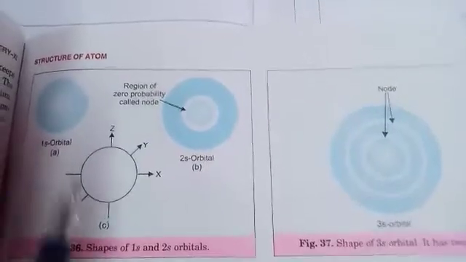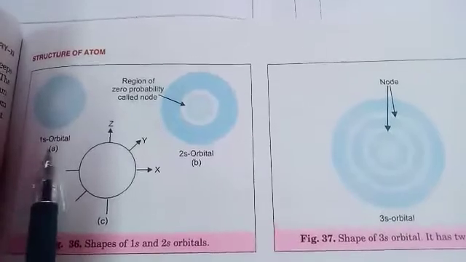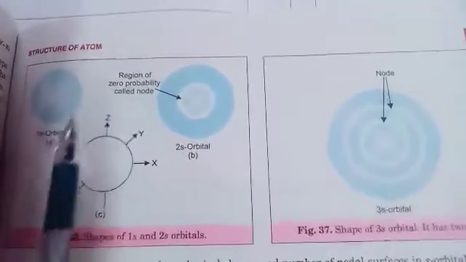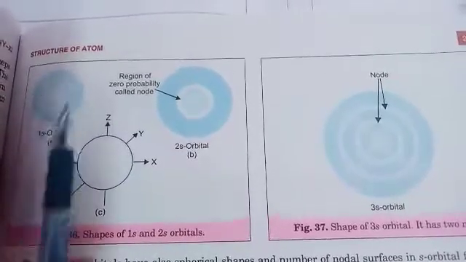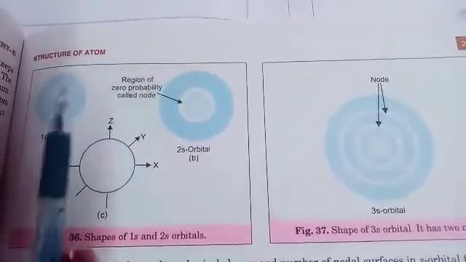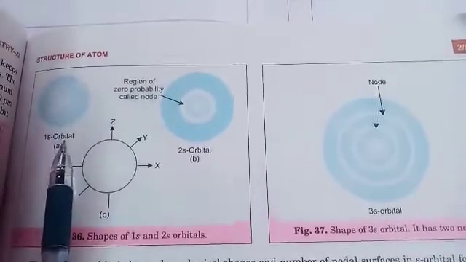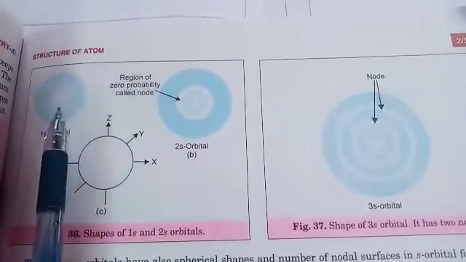Now this one is the diagram. Just see the 1s orbital. This one is spherical in shape. Now just see, the nucleus and first orbital merge. There is no nodal plane. This one is the simple 1s orbital. So this one is spherical in nature.